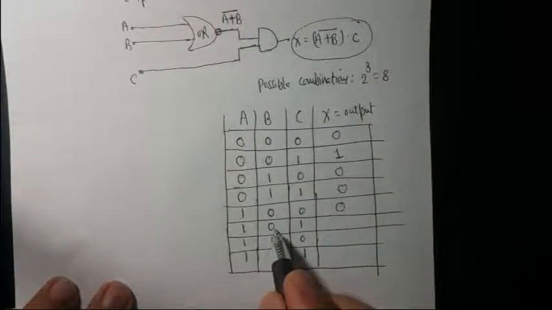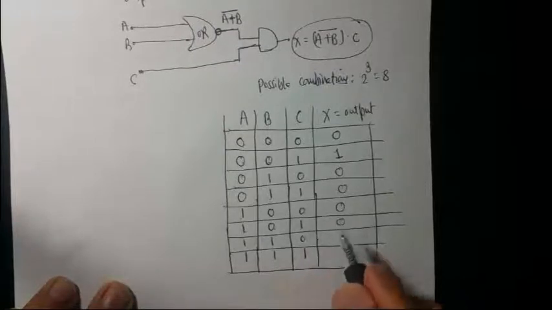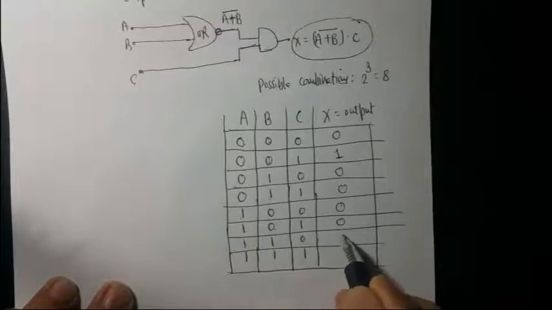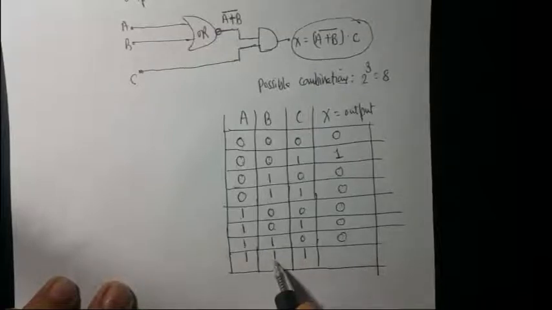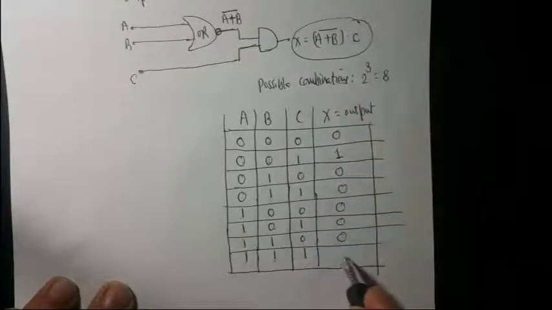For 1 0 1, 1 plus 0 is 1, and the inversion is 0, 0 times 1 is 0. For 1 1 0, 1 and 1 gives you 1, and its inversion is 0, 0 times 0 is 0. For 1 1 1, 1 and 1 is 1, but inversion makes it 0, 0 times 1 is 0.